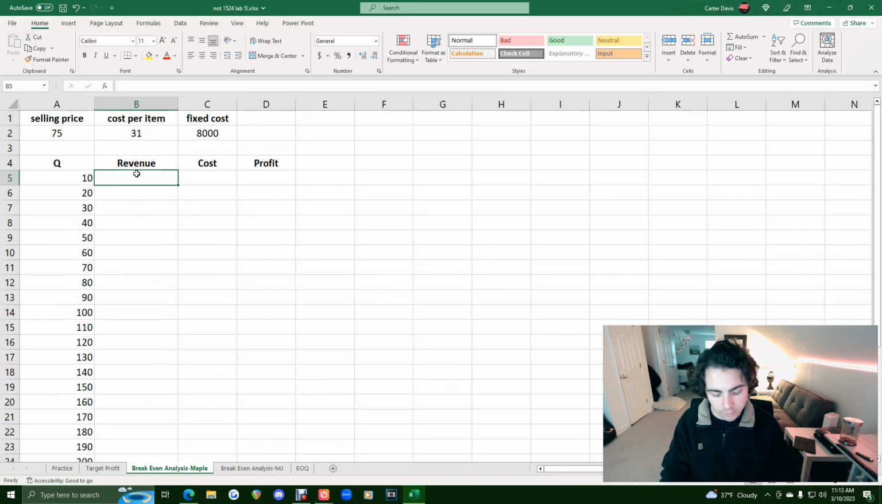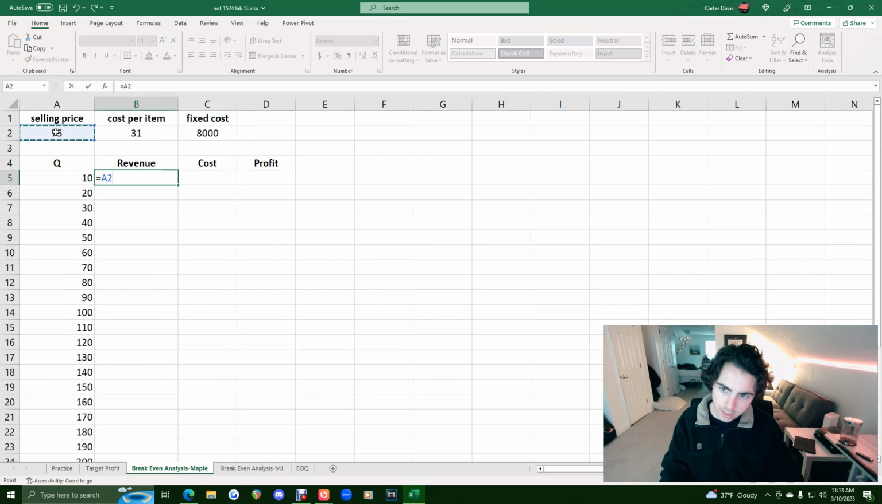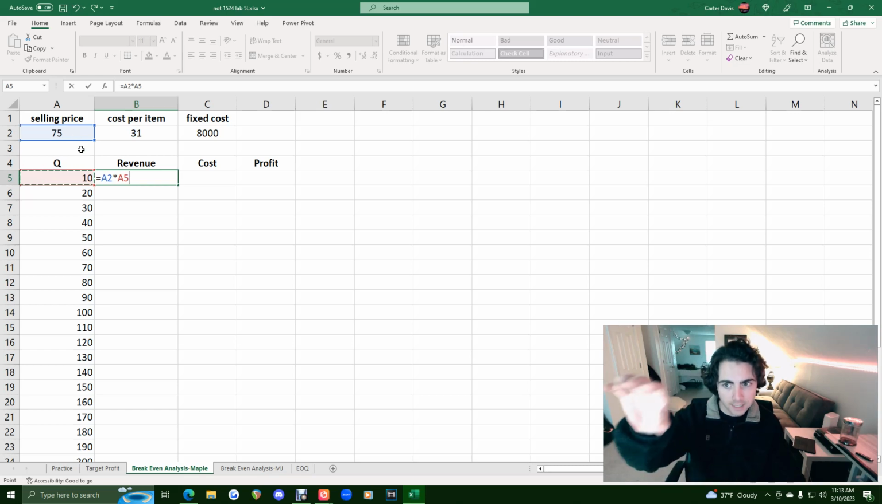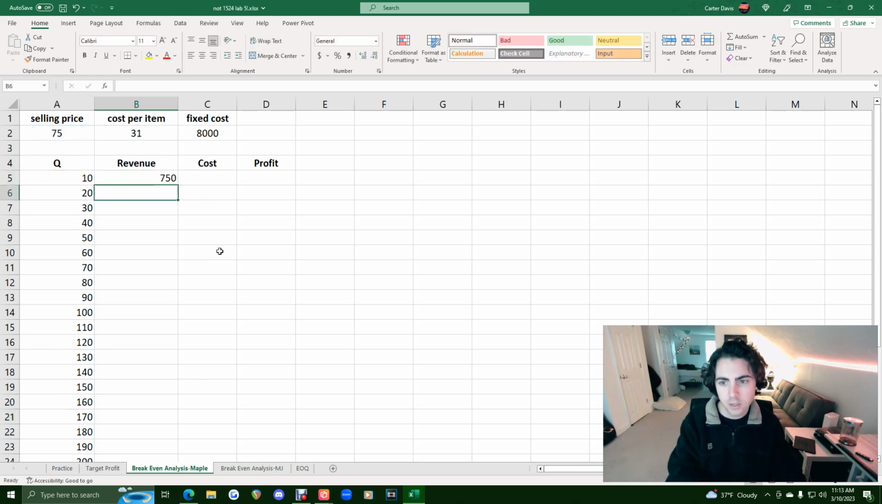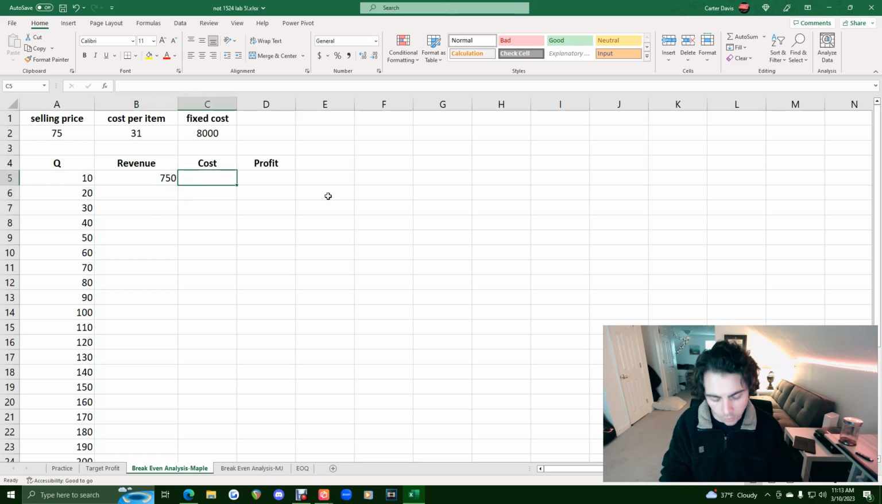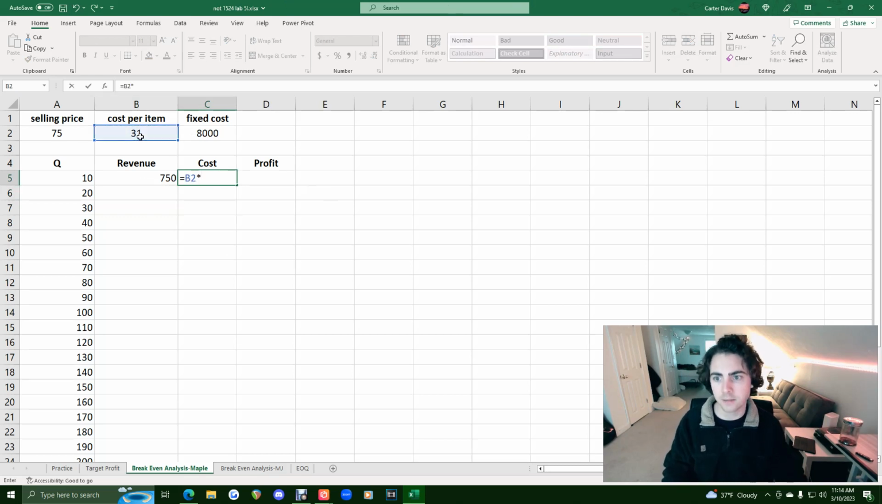So what do we know about revenue? Revenue is price times quantity. So selling price times quantity, and the selling price is 75, and we want to make sure it stays locked in on that cell. So instead of just typing A2, we're going to do $A$2, and we keep the A5 with no dollar signs because that's referring to the quantity, which needs to be able to change as we drag down. Likewise for the cost. Cost is the cost per item, variable cost times quantity plus fixed costs.